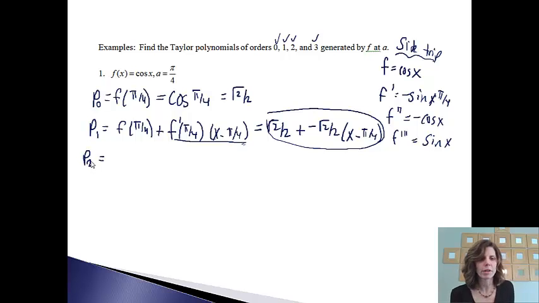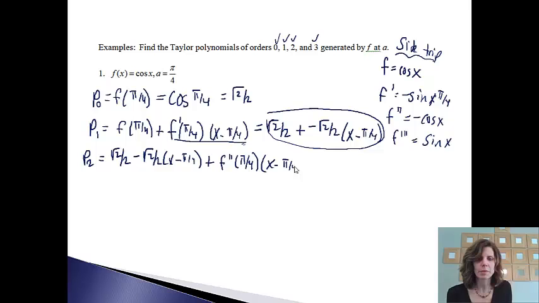Okay, now we've got order 2, which is going to take what we already have, because we've already gone out one order, so we don't need to recreate that. If I want degree 2, we're going to add the second derivative at pi over 4 times x minus pi over 4 squared, all over 2 factorial. So now when we rewrite this, we have the square root of 2 over 2 minus the square root of 2 over 2 times x minus pi over 4.